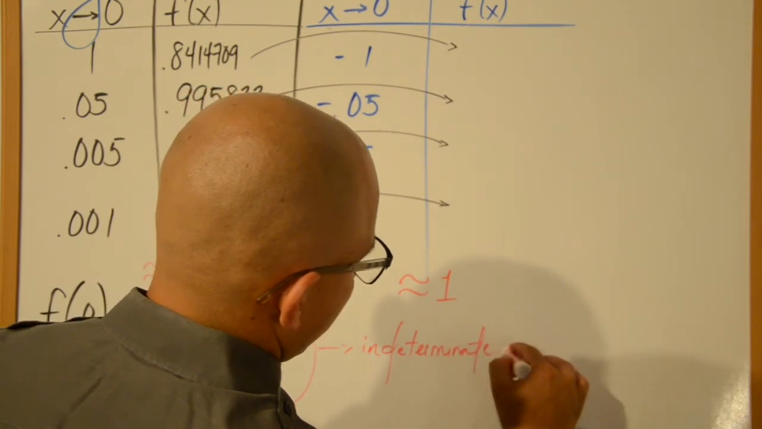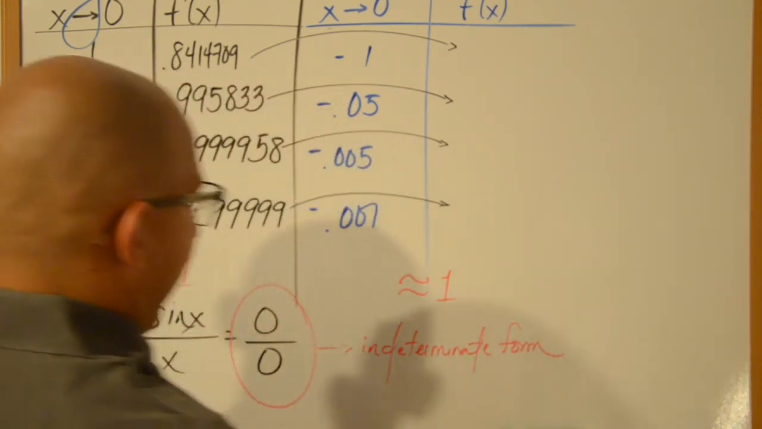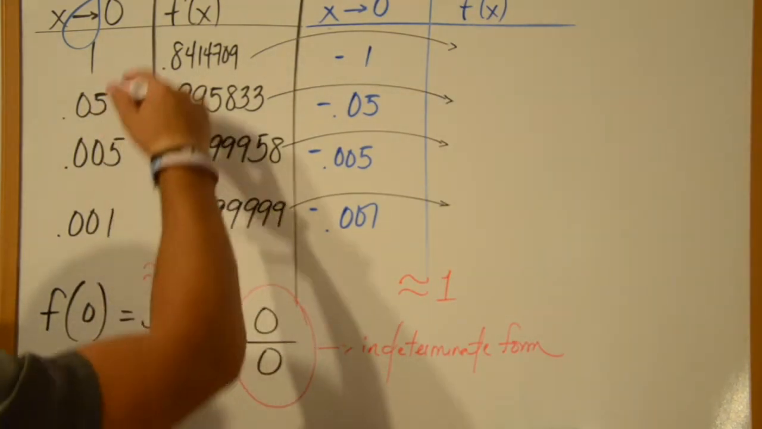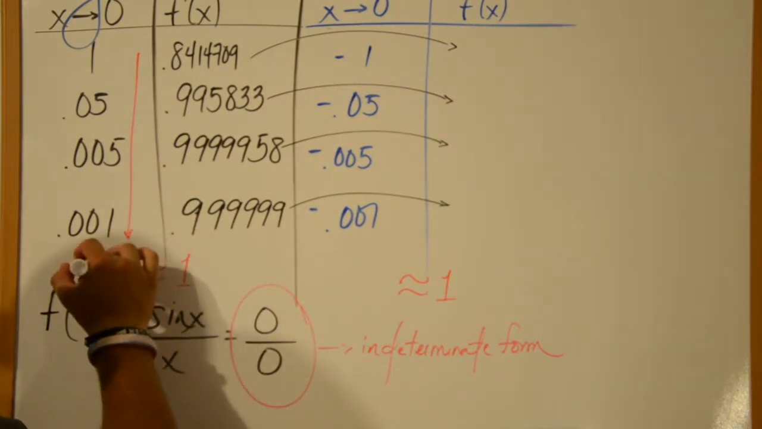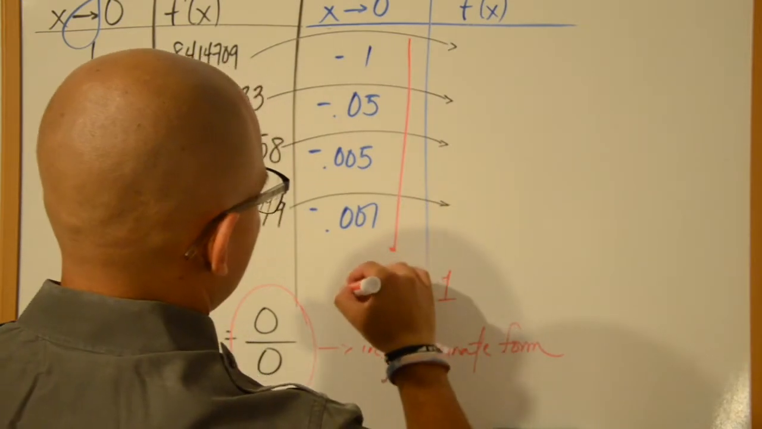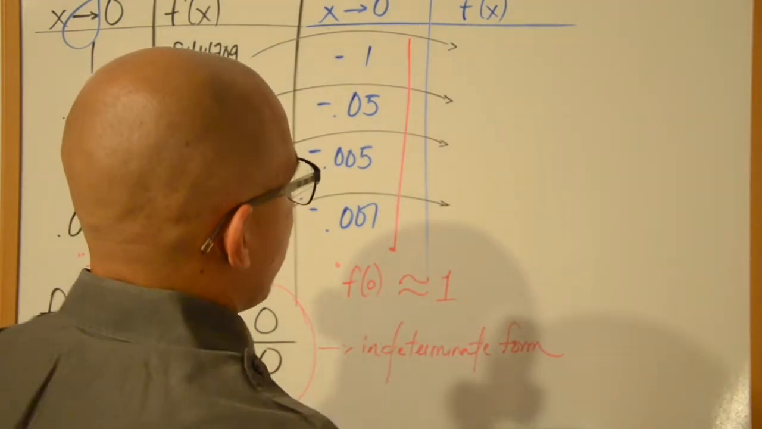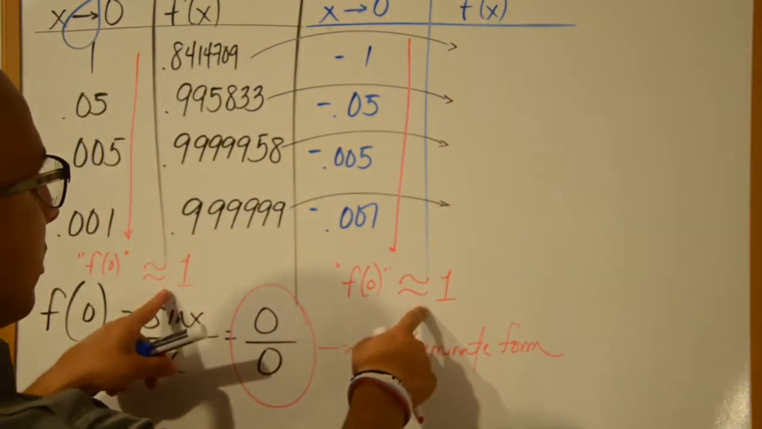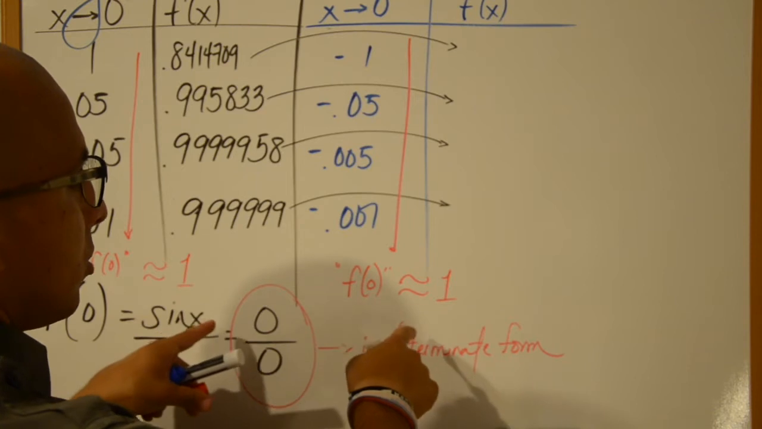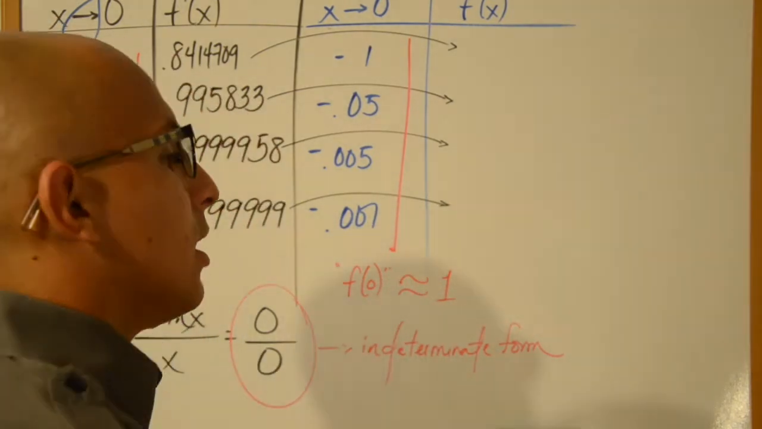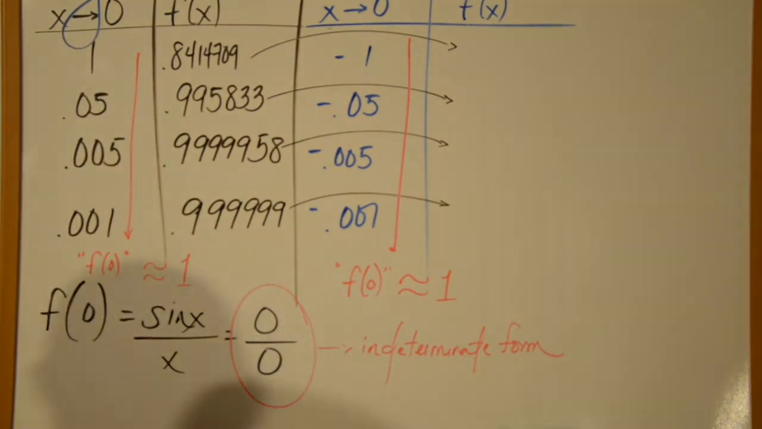So we can say that from the left and the right side, even though the function has an indeterminate form at f of 0, as we get closer and closer to this idea of f of 0, from both the right and left hand side of the function, it's tending towards 1. So we know that the behavior of the function as it approaches 0 is 1. It's just not defined concretely at that value.